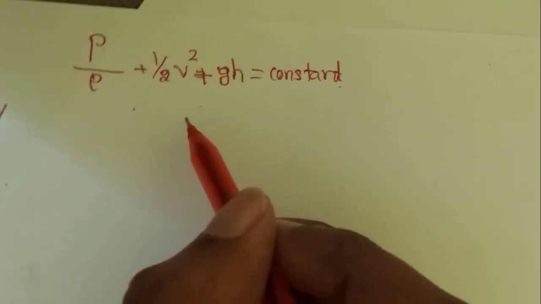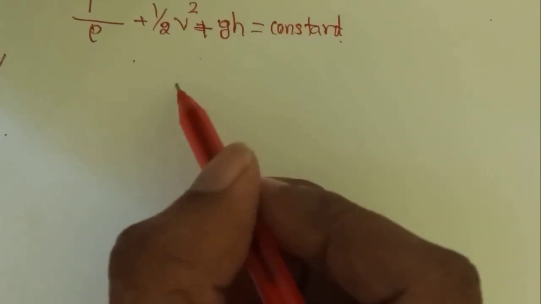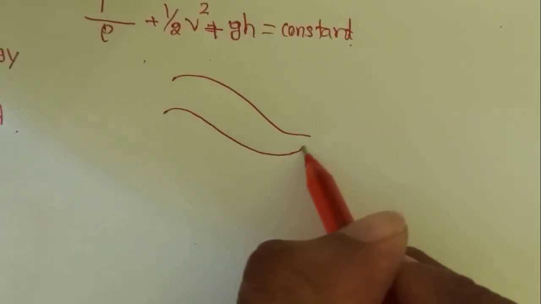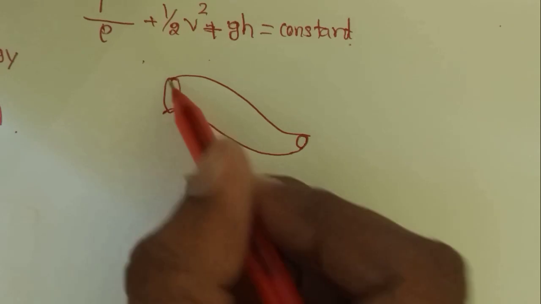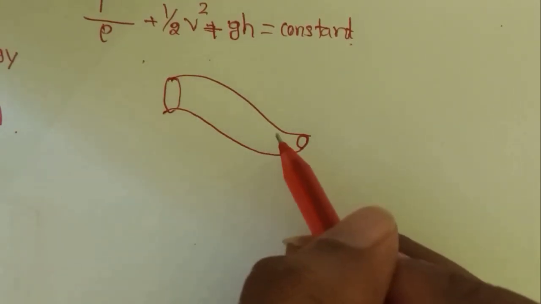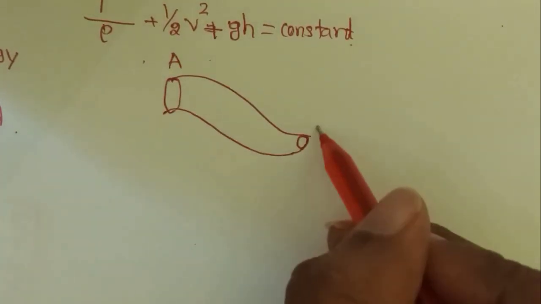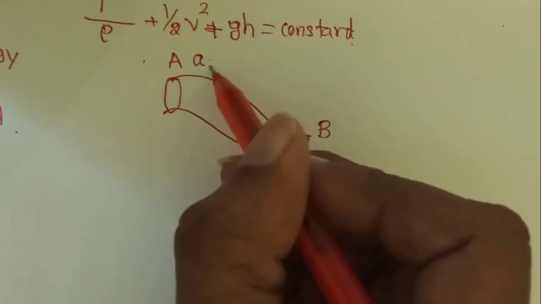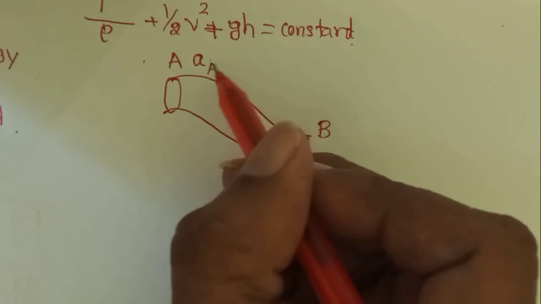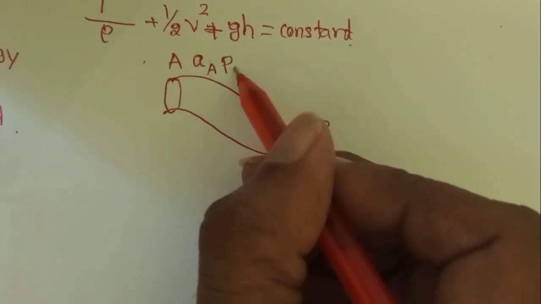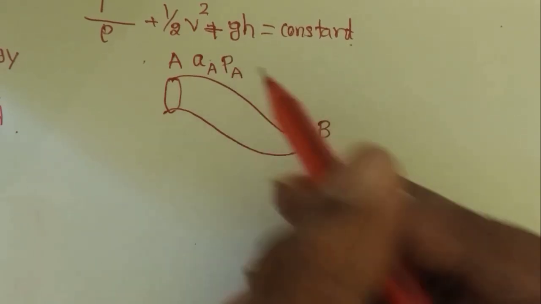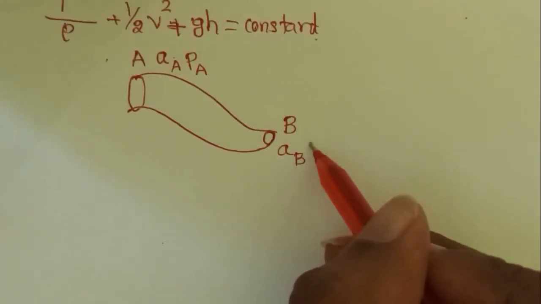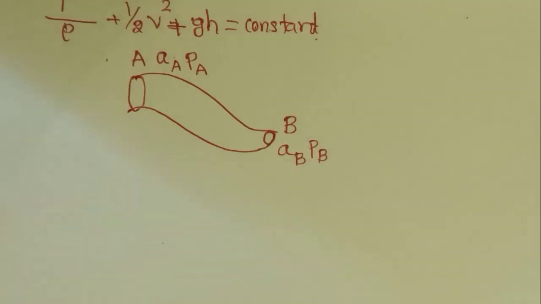Now let us consider the picture. So the pipe is bending like this, one tube. So this point is A and this point is called B. And now the area is small a at the point A, and the pressure is P at the point A, and this area is called B at the point B, where the pressure is P.